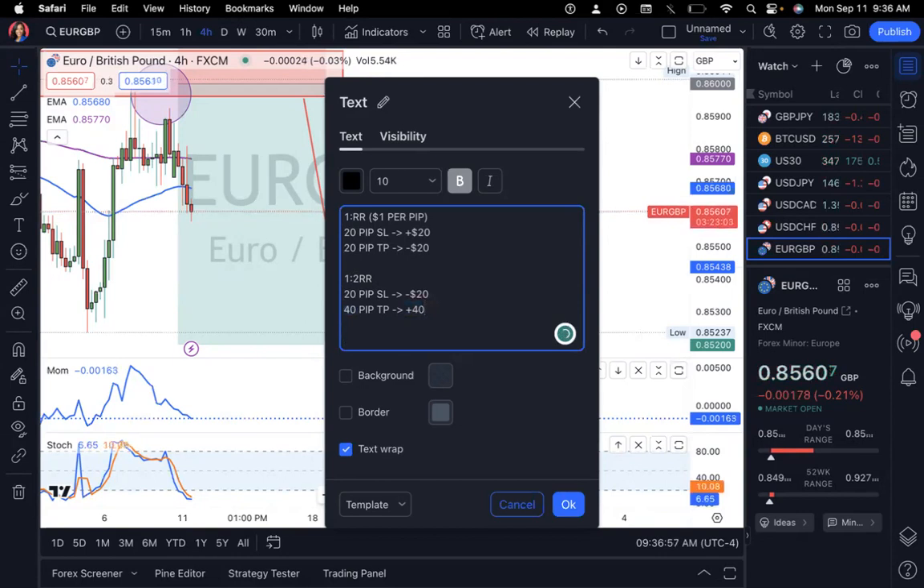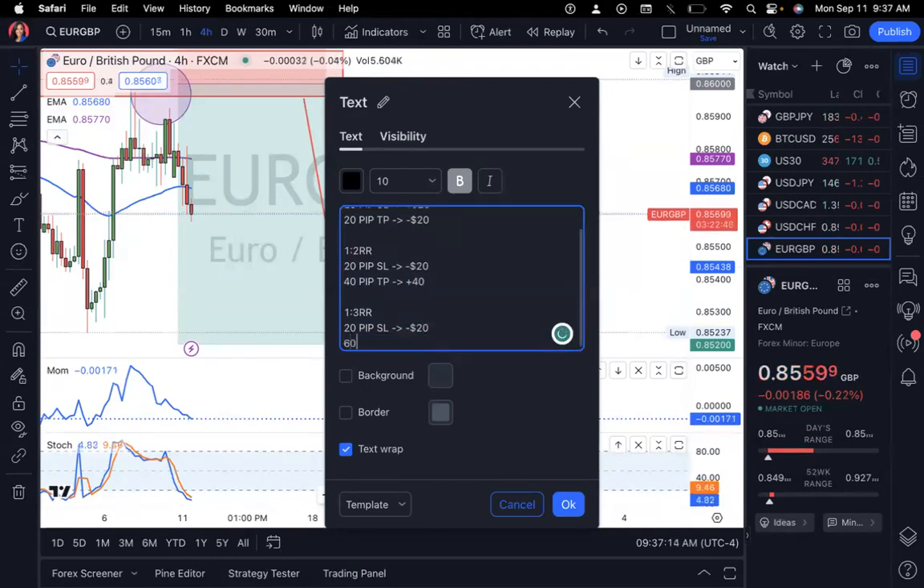Now, I'm going to do one more example just so that you guys can really understand what I'm saying here when it comes to calculating your risk to reward. Again, we're going to keep our 20 pip stop loss for a potential loss of $20 if this trade does not go in our favor. However, with a 60 pip TP, which is 3 times the amount that we're willing to lose, we could potentially gain $60 in this trade, right?